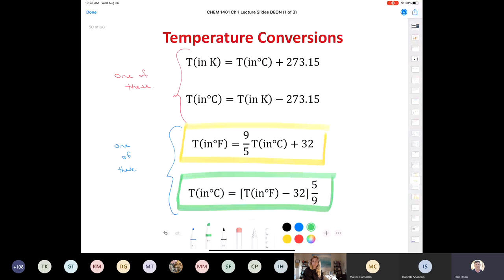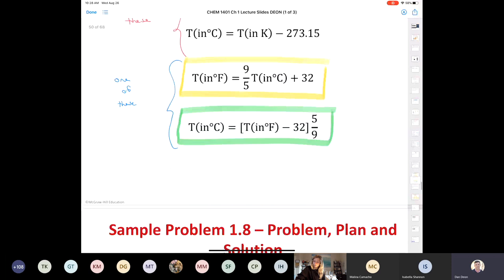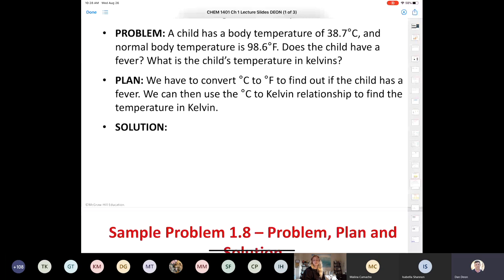All right, with that in mind, let's give it a try and do a problem. There's no better way to learn chemistry than to just practice. It says here, a child has a body temperature of 38.7 degrees Celsius, and the normal body temperature is 98.6 degrees Fahrenheit. Does the child have a fever? What is the child's temperature in Kelvin?